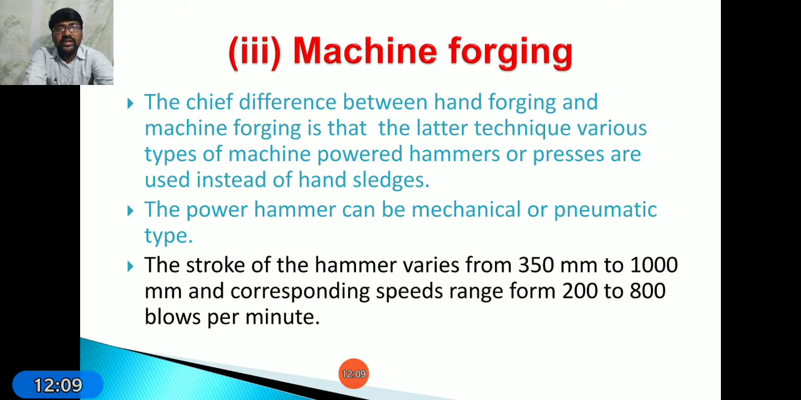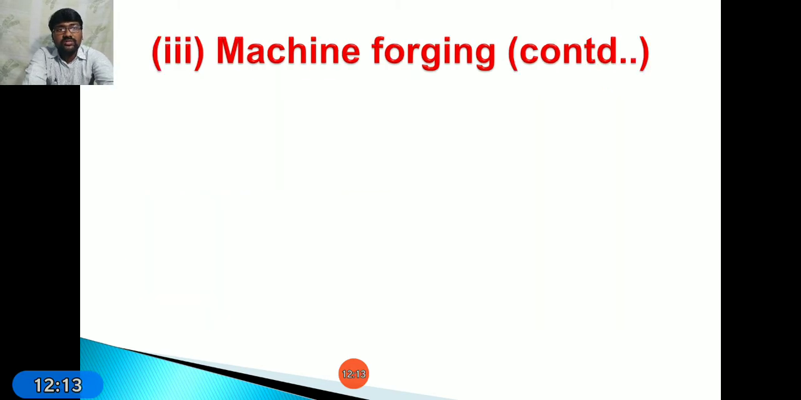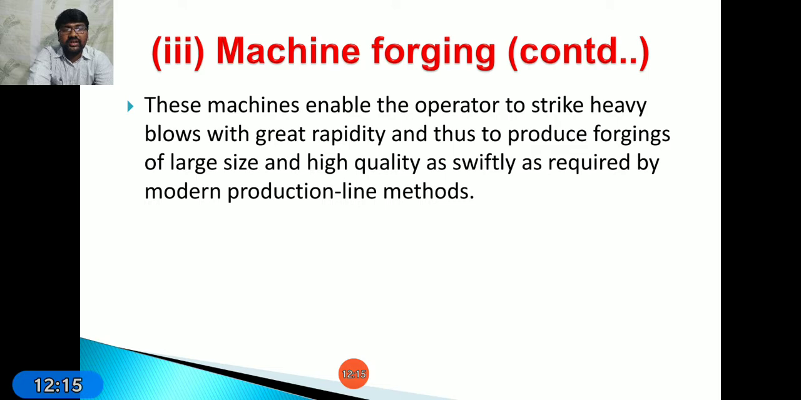Due to this, in industrial cases this type of forging process is used for higher production rates. These machines enable the operators to strike heavy blows with great rapidity and thus to produce forgings of large size and high quality as swiftly as required by modern production line methods.